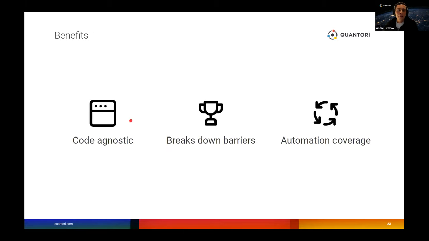Okay, and let me summarize here. The tool which we use to collaborate between automation and manual testers is code agnostic. You could use it whether you have Java, JavaScript, Python, .NET, everything. It only requires a working syntax in the files and that's it. So it could be useful in any stack.